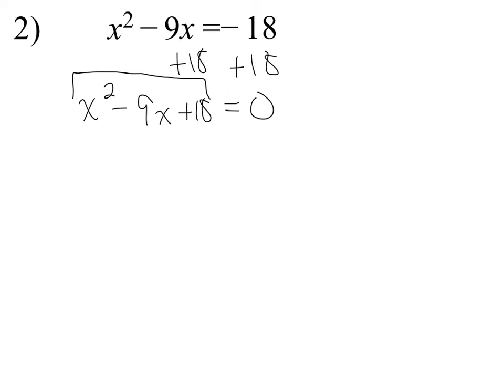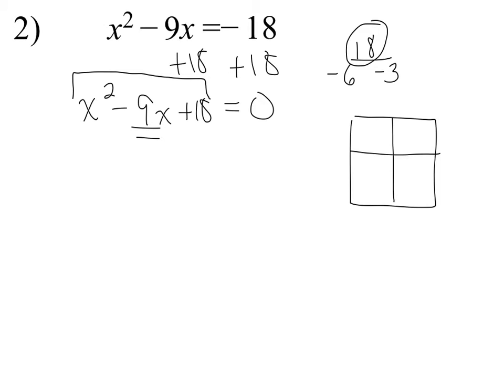So 1 times 18 is 18. So I want two things that multiply to positive 18 but add to negative 9. So they both have to be negative, obviously, because if it's going to multiply to this positive 18, they both have to be negative, negative, or positive, positive. And it turns out it's 6 and 3. Because negative 6 times negative 3 is positive 18, and negative 6 plus negative 3 is negative 9.